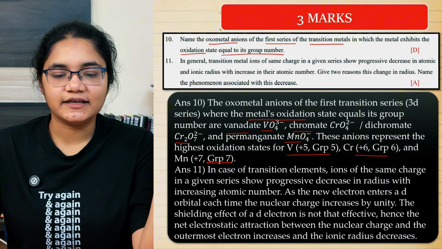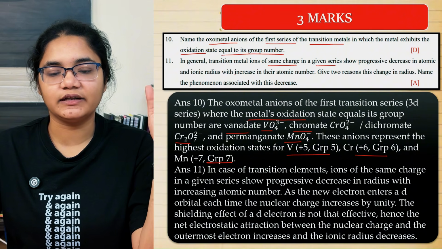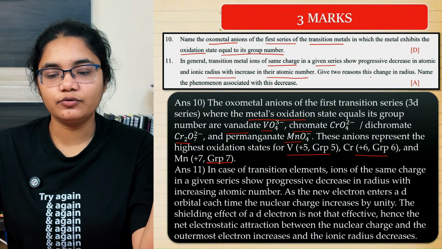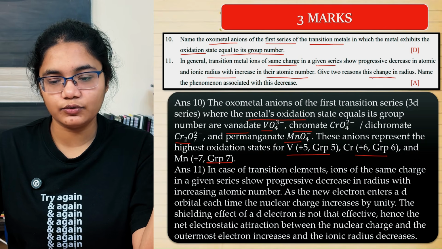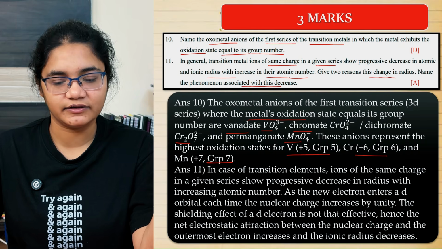Next, in general, transition metal ions of the same charge in a given series show a decrease in the atomic and ionic radius with the increase in atomic number. Give two reasons for this change in radius and name the phenomenon associated with this decrease.